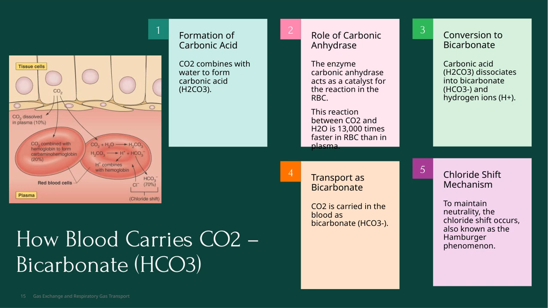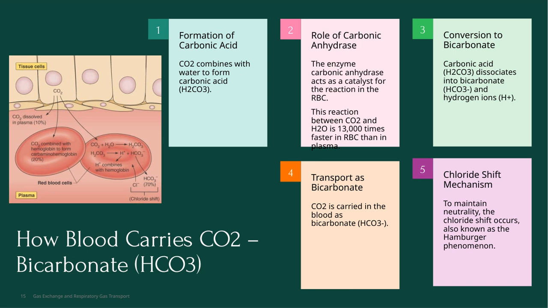Next, the role of the enzyme carbonic anhydrase comes into play. This enzyme acts as a catalyst, meaning it speeds up the reaction. Specifically, it makes the conversion of CO2 and water into carbonic acid happen about 13,000 times faster inside red blood cells compared to plasma. This acceleration is vital for efficient gas exchange.